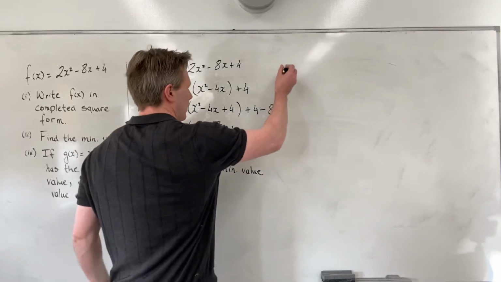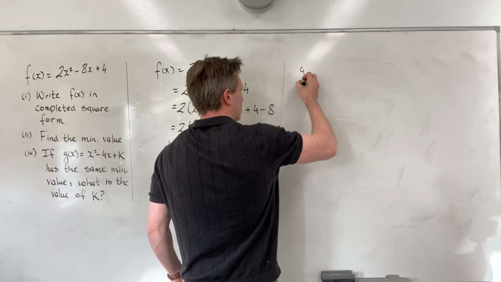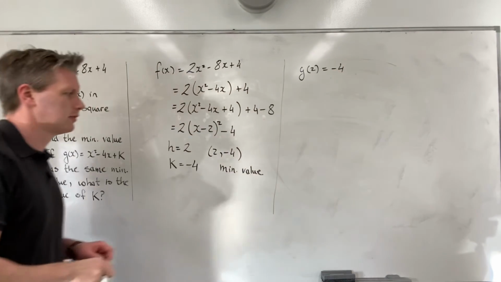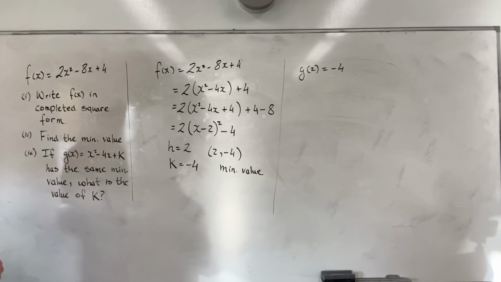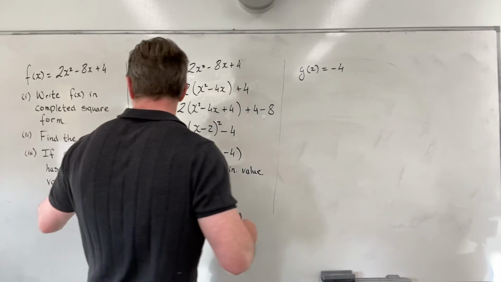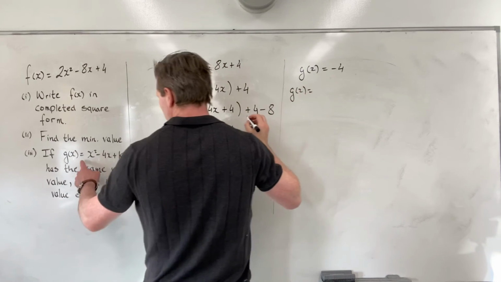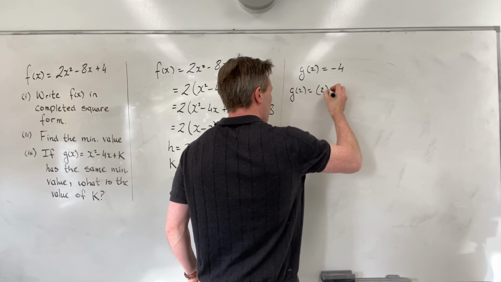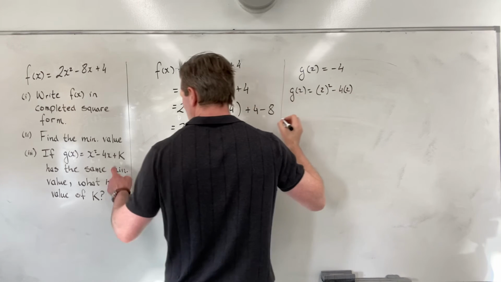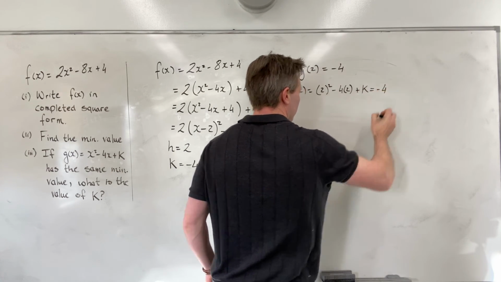2, negative 4 is part of that function. And so what I can say, one way to solve this is to simply say that g of 2 is equal to negative 4. That's part of the graph. And so g of 2, well, I know I can work out g of 2. G of 2 is 2 squared minus 4 times 2 plus k. And that now is equal to negative 4.